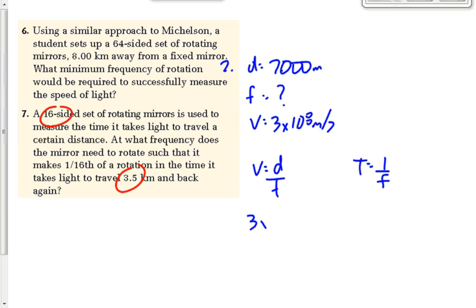We're going to say 3 times 10 to the 8 is the speed. The distance here is going to be 7,000 meters. What do we get for the time there? 2.33 times 10 to the minus 5 seconds.